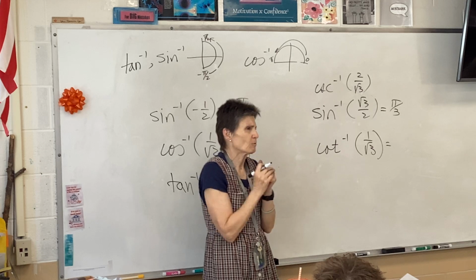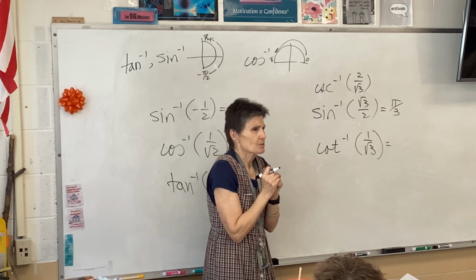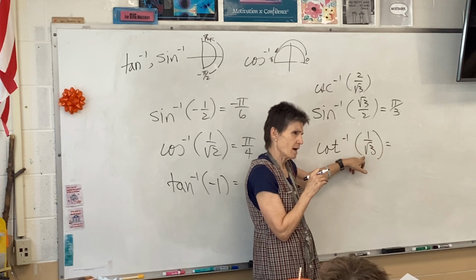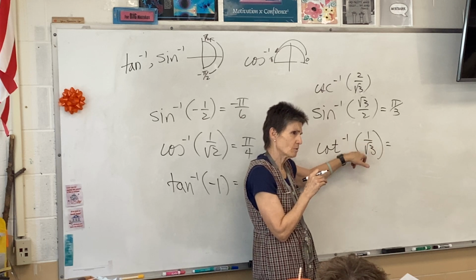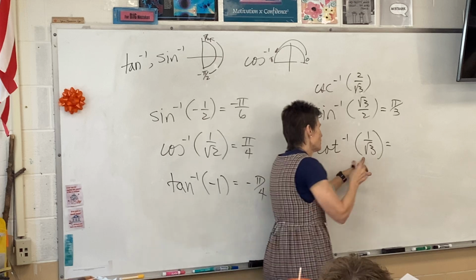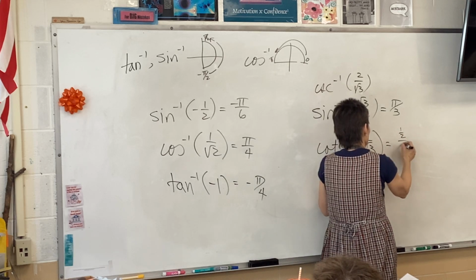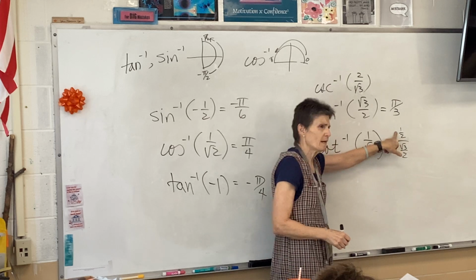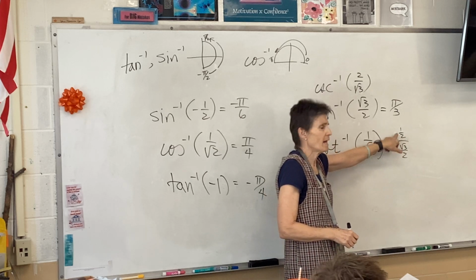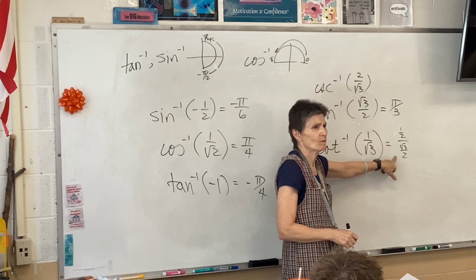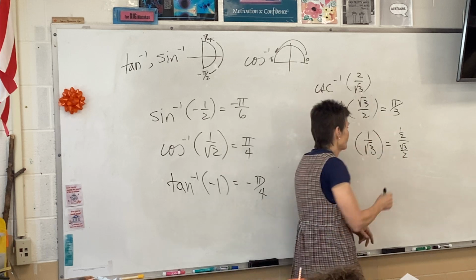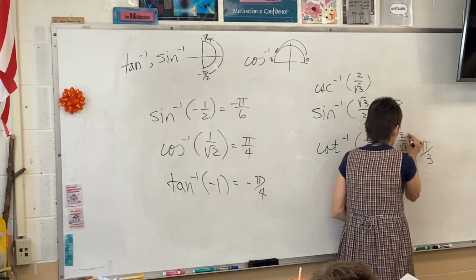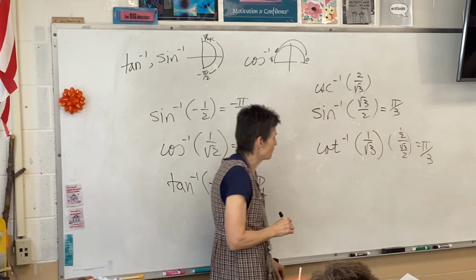Tangent is sine over cosine. So cotangent is cosine over sine. Cosine over sine. So that's like a 1/2 over a root 3 over 2. What kind of angle has an x of 1/2 and a y of root 3 over 2? The answer is pi over 3.